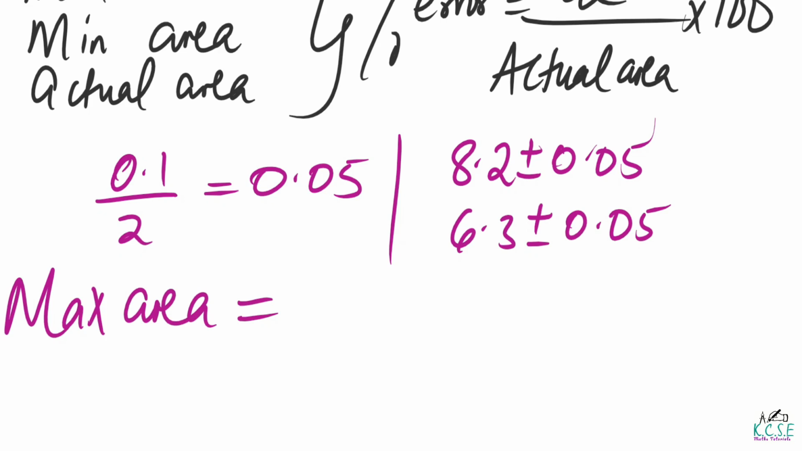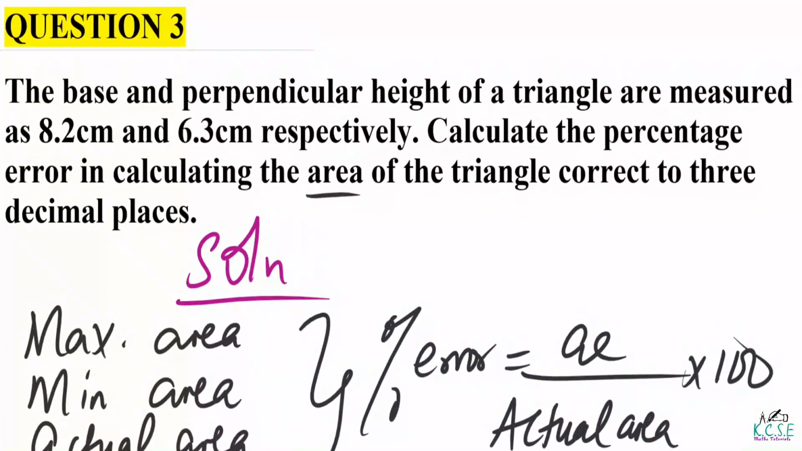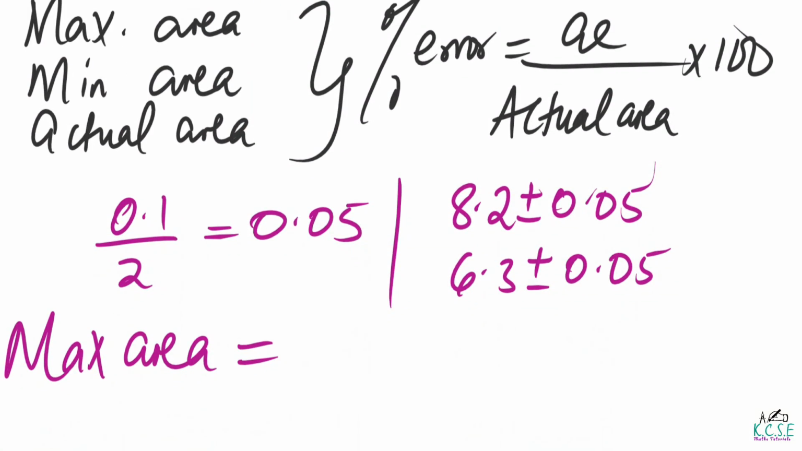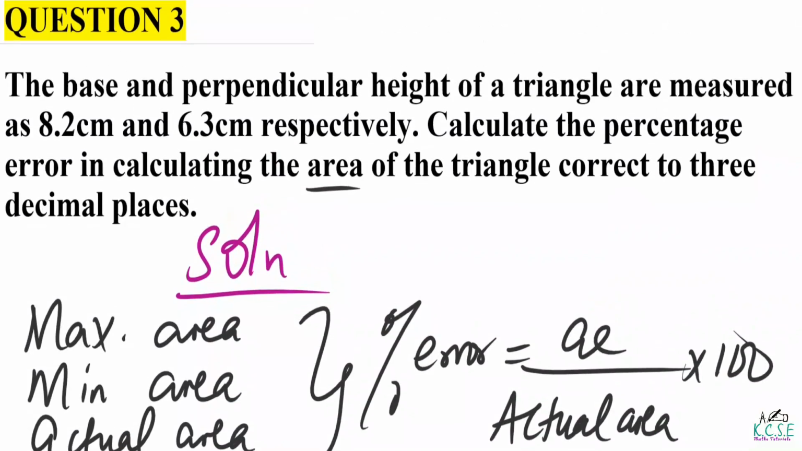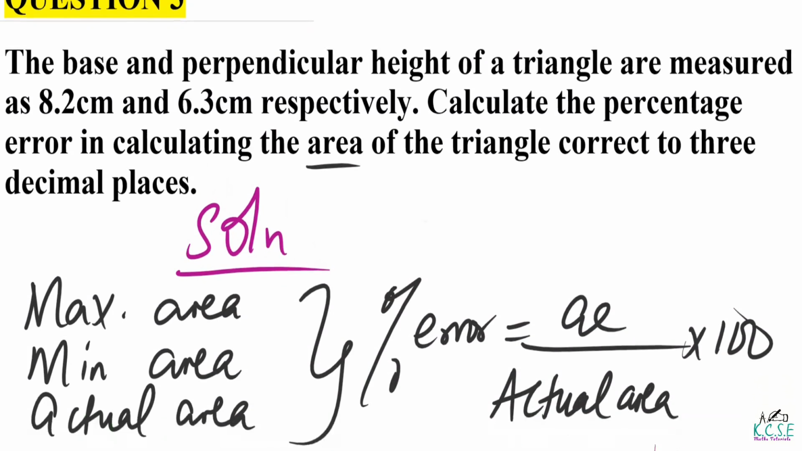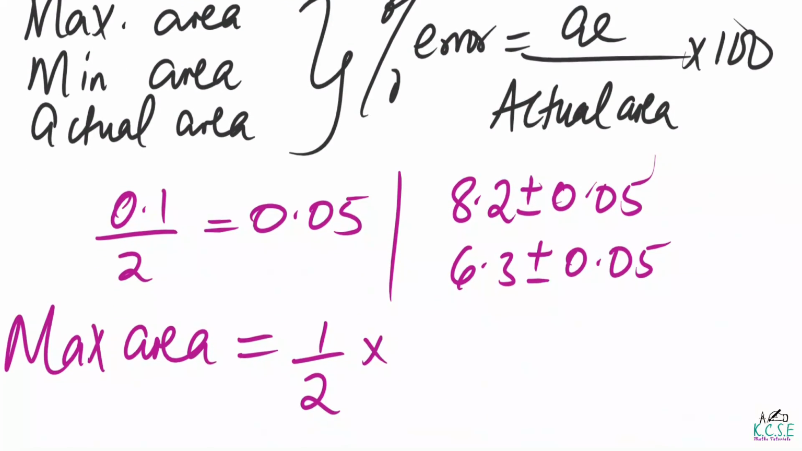The upper limits are obtained after adding 0.05 to each of these measurements. So 8.2 plus 0.05. And then it is important to notice that this one is a triangle, which has a perpendicular height. So the area of the triangle will be given by a half times the base, which is 8.2, times the height.